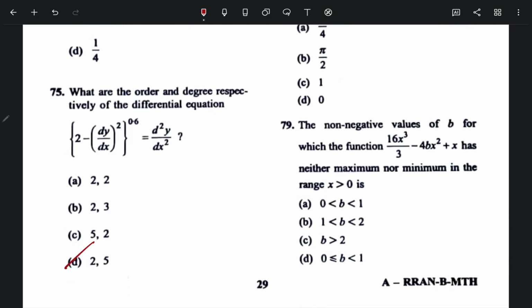Then this is D. So degree, order and degree is 2 and 5. You can see that the order itself is 2, so it has to start from 2. When it comes to 5, the differential equation should not be in terms of power, so we have to raise this, and finally you will see that we have to raise to the power of 5.